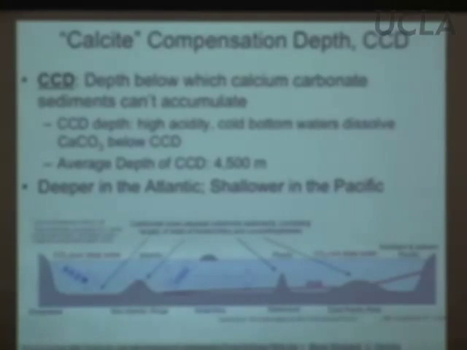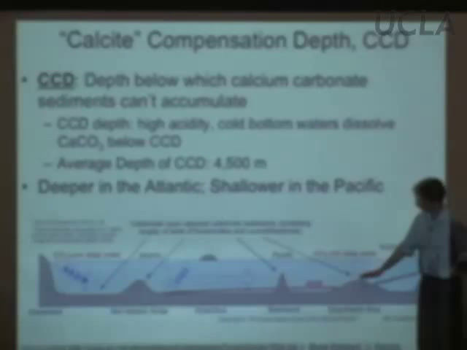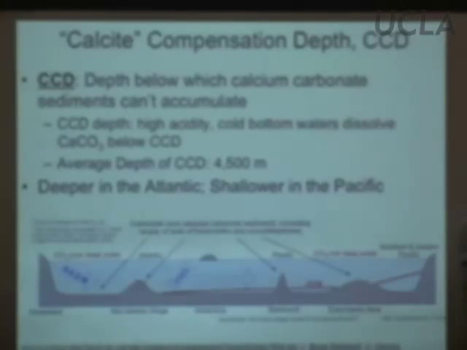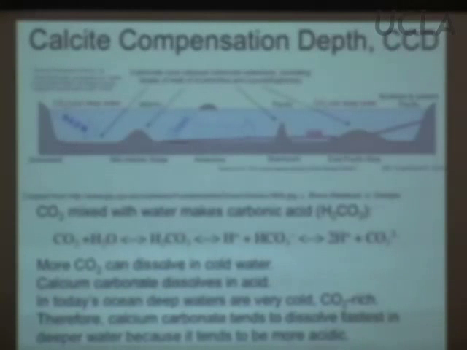Okay, and that's calcium carbonate accumulating in shallow parts of the ocean, not accumulating in deep parts of the ocean, because it tends to dissolve there before it can accumulate. Okay, so here's the basic idea. I've alluded to this already.